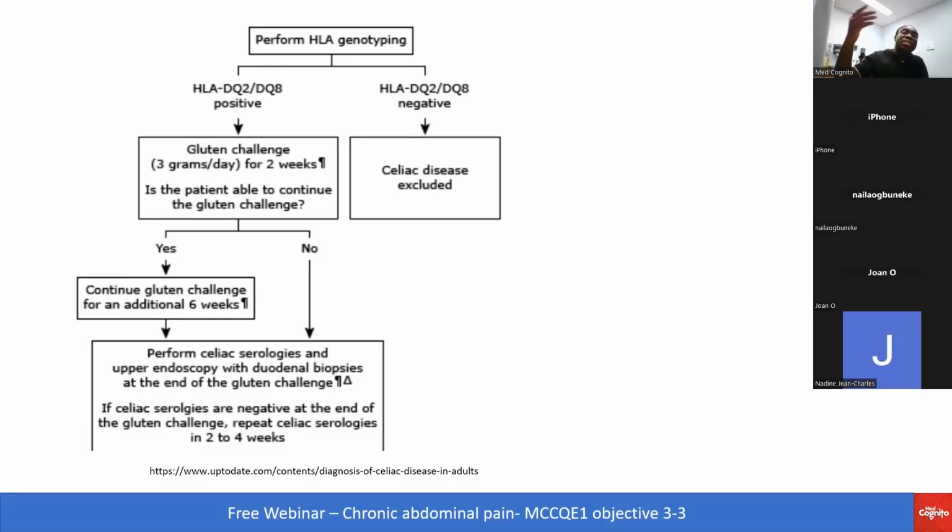And then a gluten challenge for about 2 weeks. Then what do you do? Then that is when you do the biopsy. You do the celiac serology and biopsy. Okay?